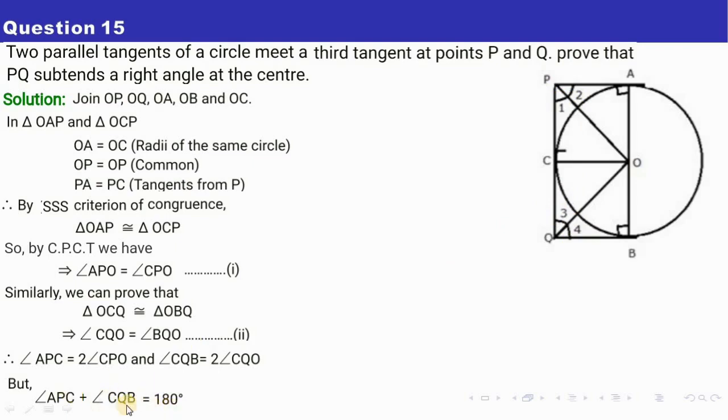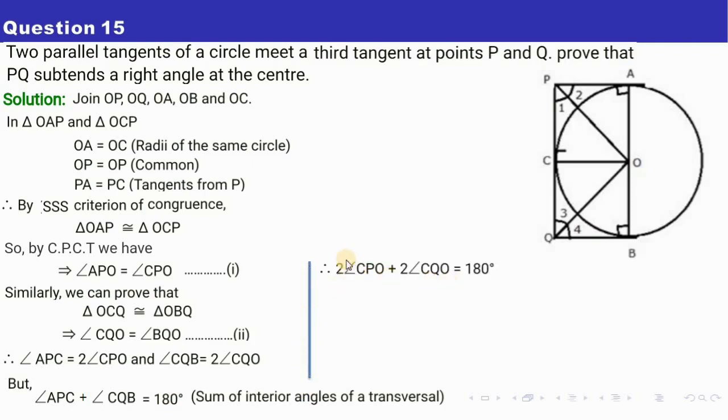Okay, so APC plus CQB is 180 degrees. But what is APC? Angle APC is equal to 2 times CPO, right? And similarly CQB is 2 times CQO. So if I put the values of APC and CQB, then I get this, right? You can take 2 common and take it to the right hand side. So you get 90 degrees. So CPO plus CQO is 90 degrees. CPO means angle 1 and CQO means angle 3. So when angle 1 and 3 are added, you will get 90 degrees.